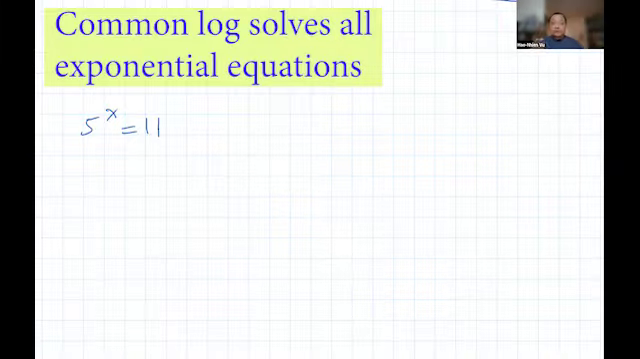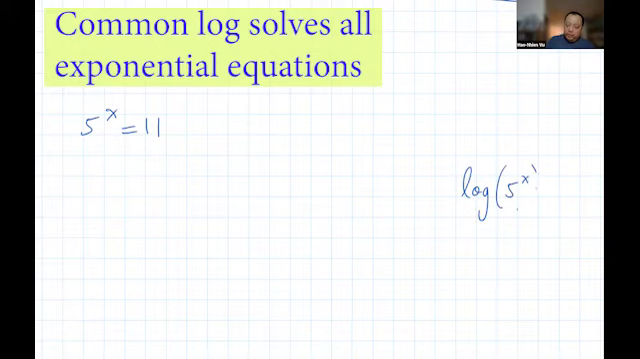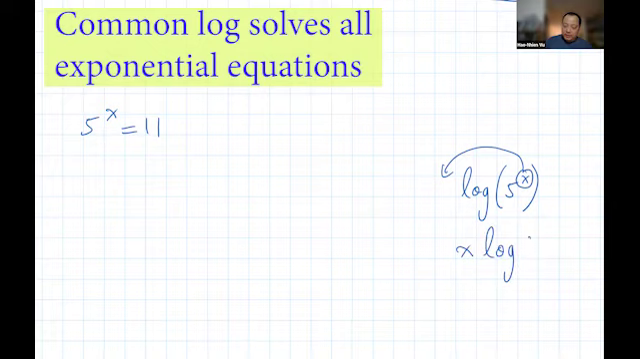Matter of fact, let's do that. Let's use the common logarithm and the exponent property to solve this equation that we saw earlier. 5 to the x is equal to 11. If only we have log of 5 to the x, then we can take the x here, we move it to the front, and we end up with x times log 5. And log 5 is just a number. But we don't have log of 5 to the x, we only have 5 to the x.